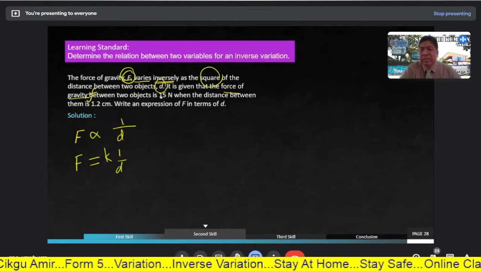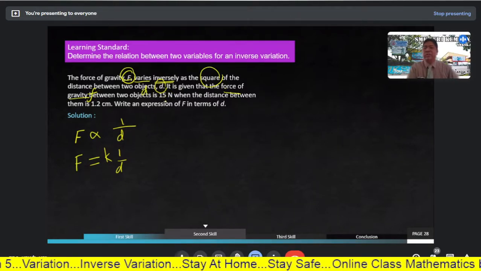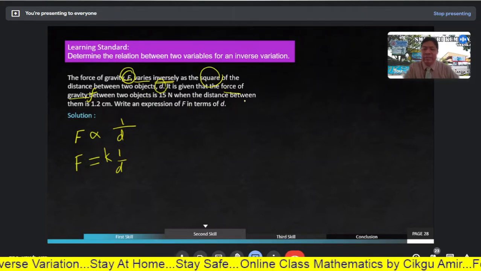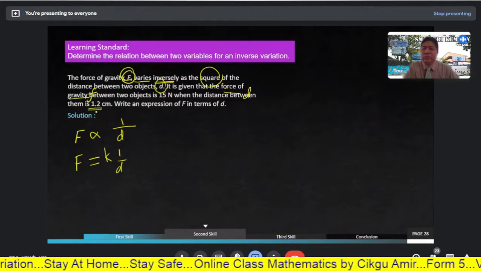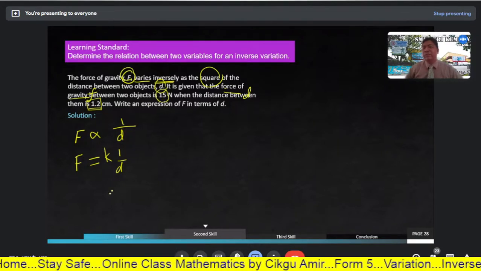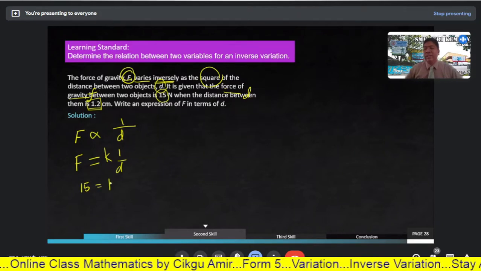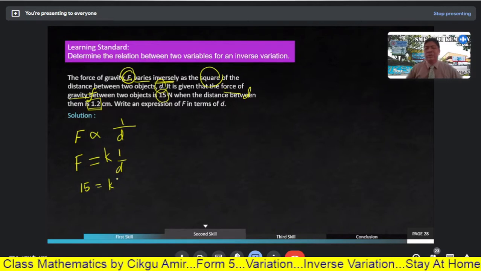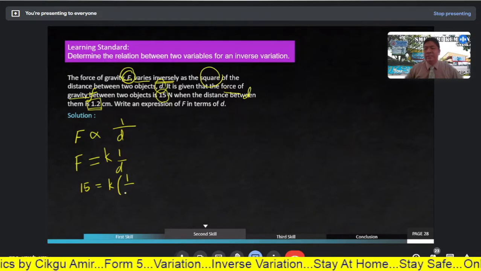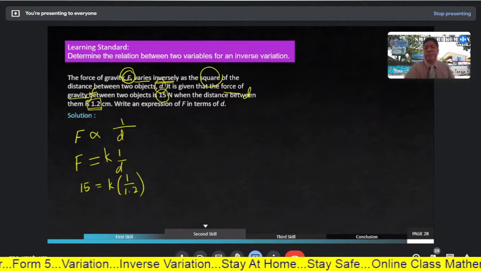Okay, D here is 15. Sorry, not D here. When the distance between them, D here is 1.2 cm. Here F is 15. K here, we don't know the value of K yet, and 1 over D. The distance here is 1.2. This is the step.